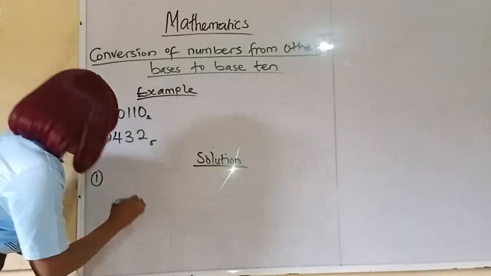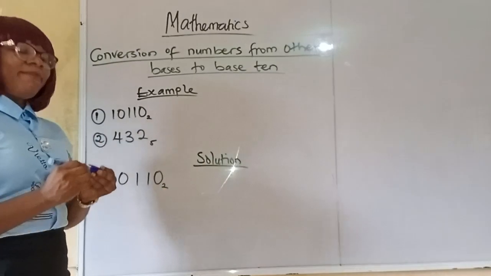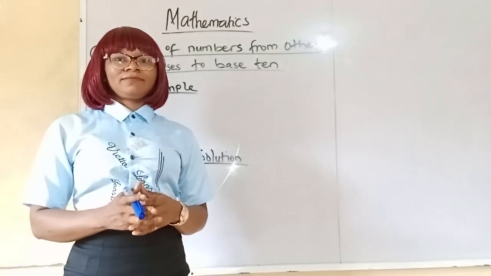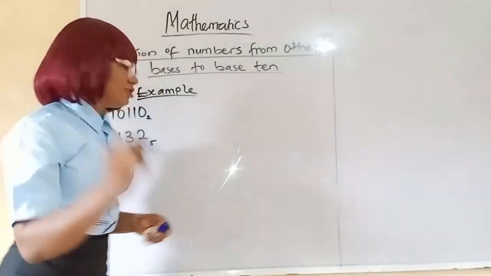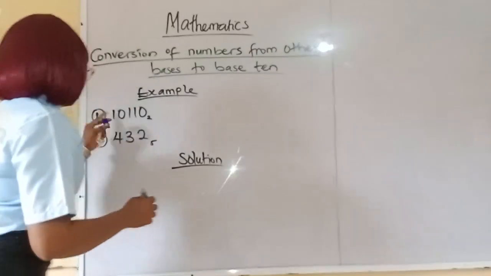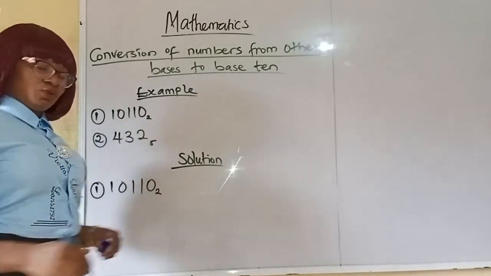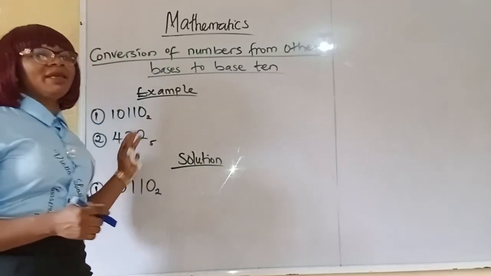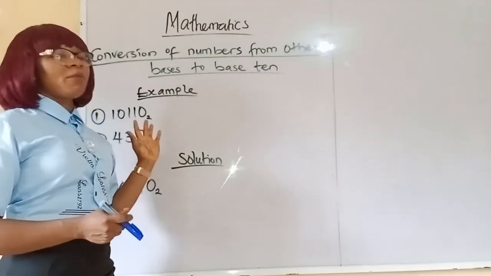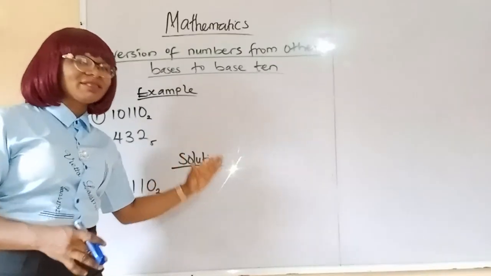We pick the number, which is 10110 base 2. This is the solution, and you pick the first number, which is 10110 base 2. To convert a number from other bases to base 10, we expand the number. Remember what we did previously? We expand the numbers in powers of its base. That's the first thing you do. When you are done expanding in that power, you keep simplifying to the end.